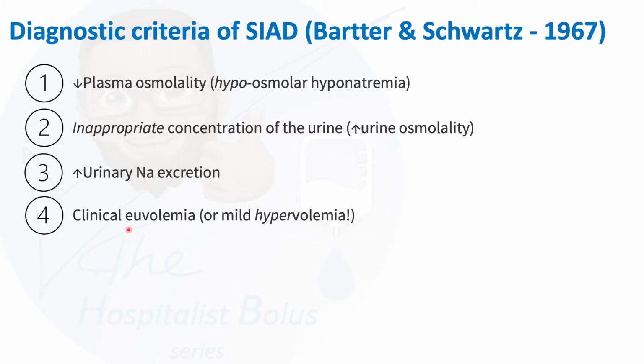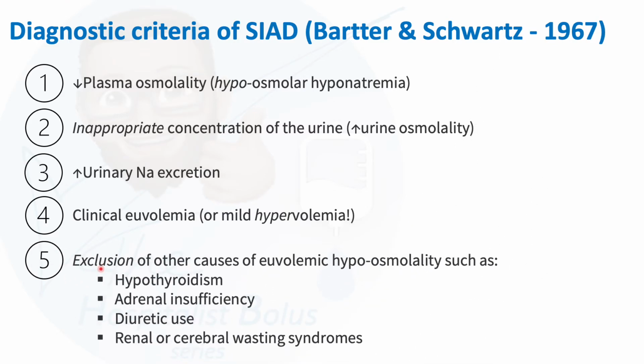We talked about the assessment of volume status. We talked about the fact that sometimes it might be difficult, so you have to take a good history, do a good physical exam, and consider using point of care ultrasound, and look at the other labs as well. And then the fifth criteria, the last one, is to exclude other causes of euvolemic hypoosmolar hyponatremia, and this may include hypothyroidism.